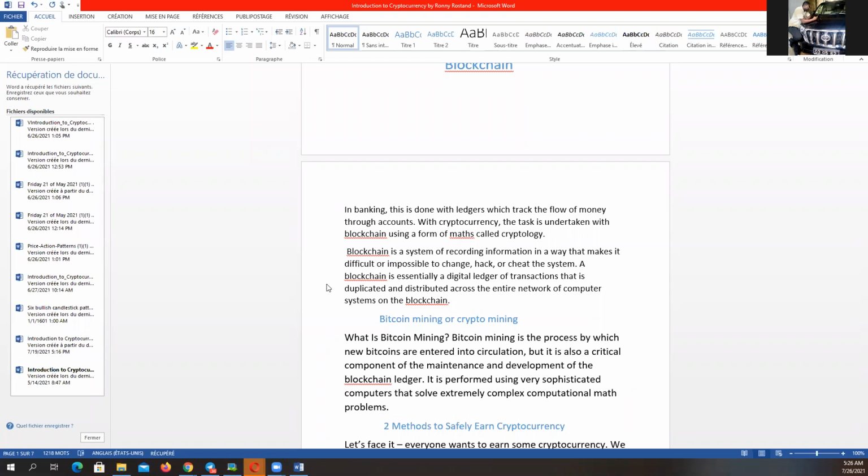in such a way that the information cannot be tampered with, it cannot be hacked, and it cannot be cheated. So blockchain is a digital ledger that is used in recording information in a way that makes it impossible to hack or cheat the system. So basically that's what blockchain is. And on this blockchain system, cryptocurrency has been built.